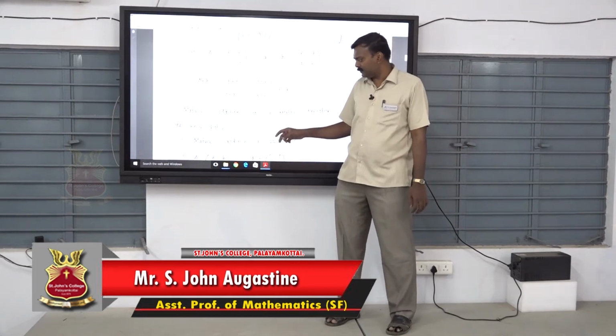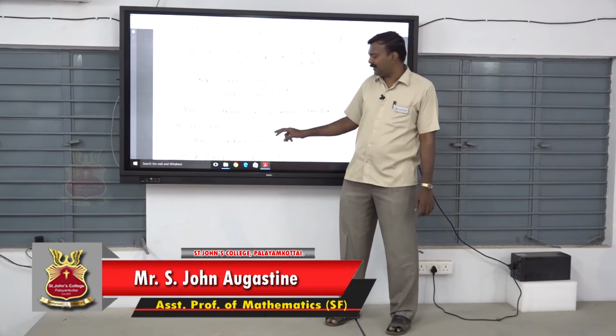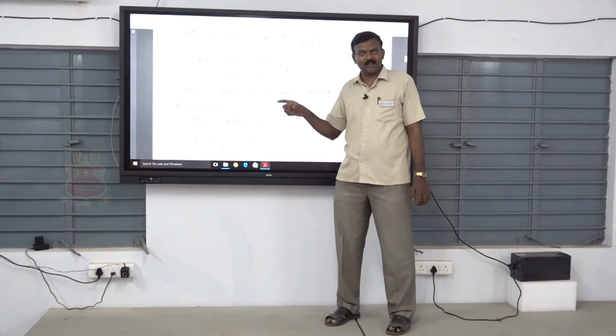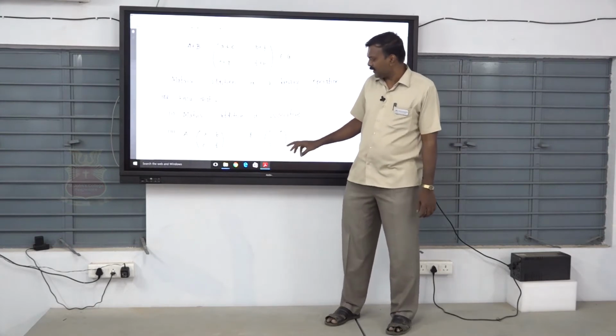Then the second one: we know that matrix addition is associative. Associative means, as already explained, (A plus B) plus C equals A plus (B plus C). So matrix addition is associative.